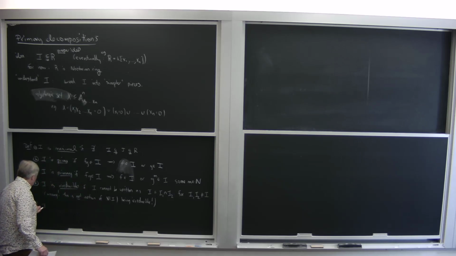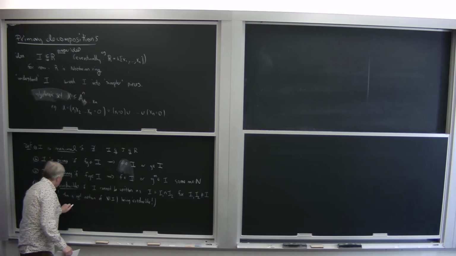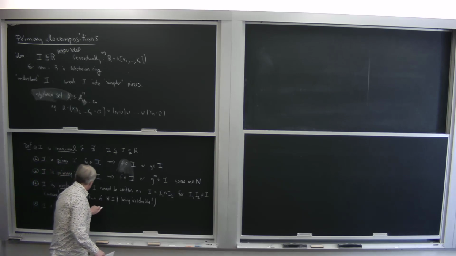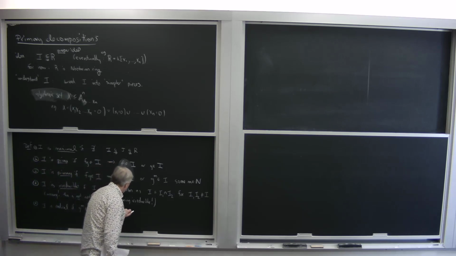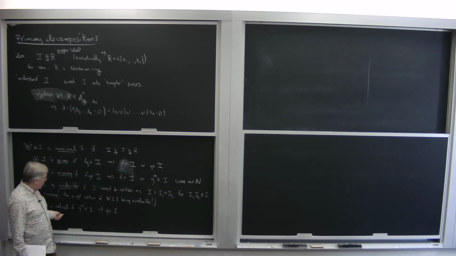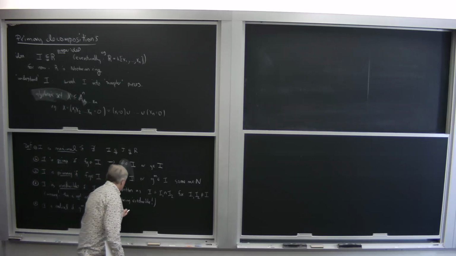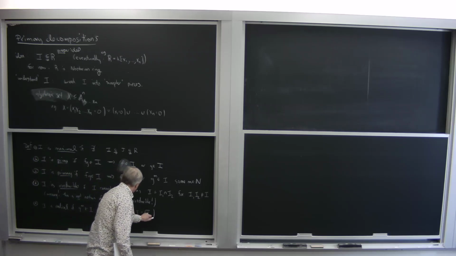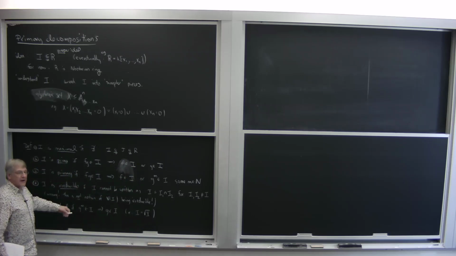Finally, I is radical if g to the m in I implies that g is in I. And remember, we already defined the radical of I. It's the set of all g's such that g to the m is in I. So, i.e., I is equal to the radical of I. So it's a radical ideal. Okay, so these are all five notions.